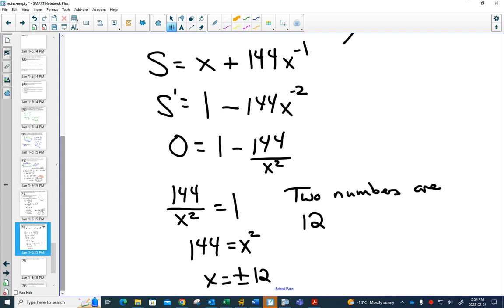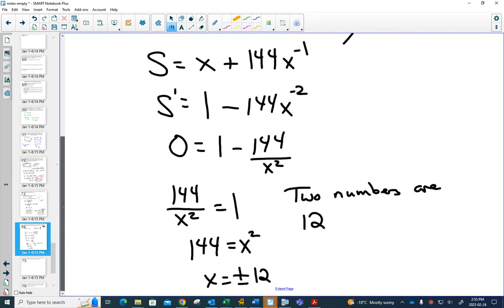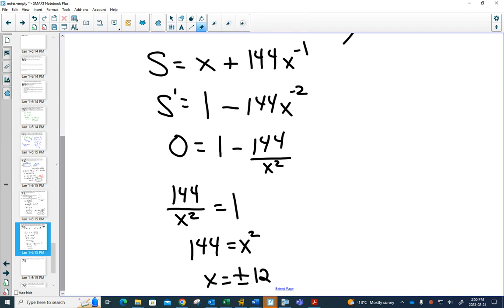Two numbers, we need a minimum. Here's an interesting thing here, right? When we find our critical points, in the previous question, we only got one answer. And if you only get one answer, and it's asking for a maximum, or it's asking for a minimum, that has to be the one, right?